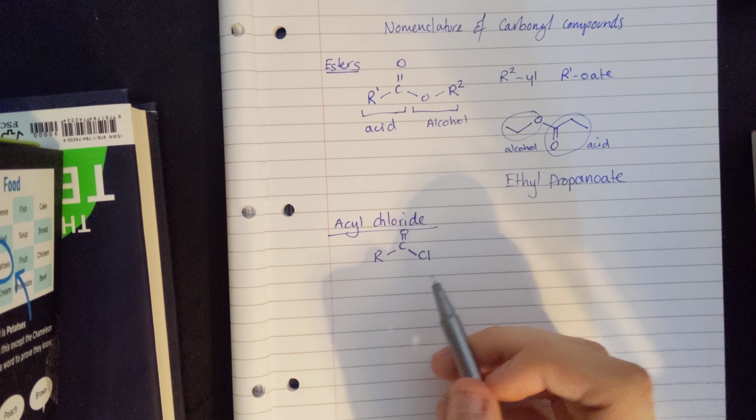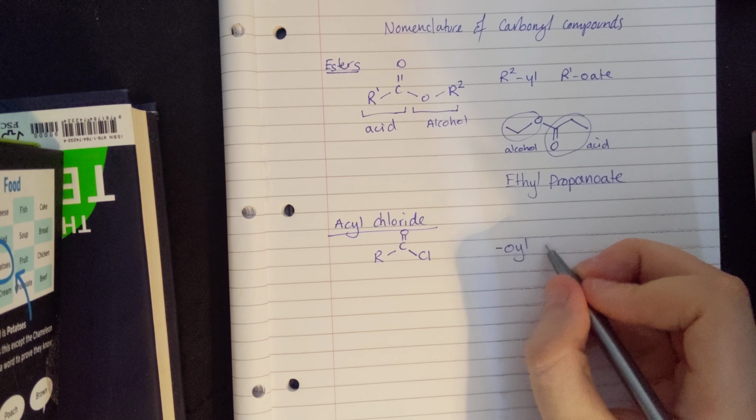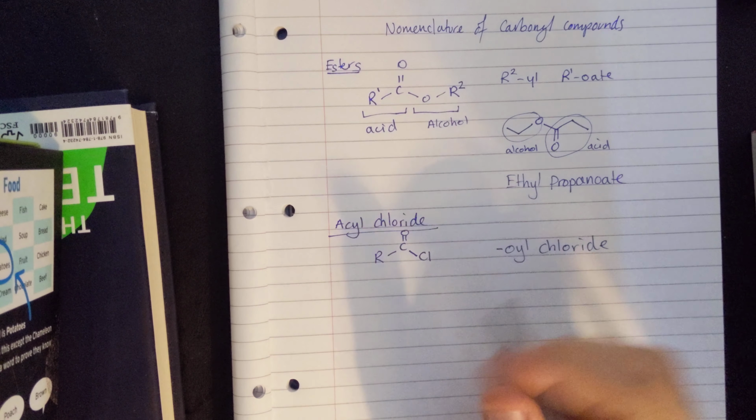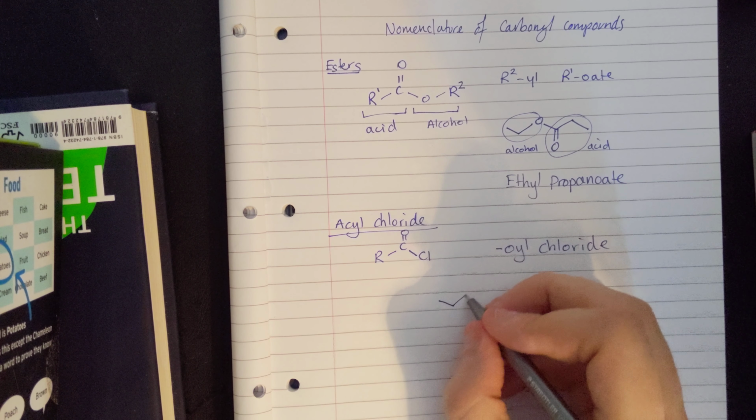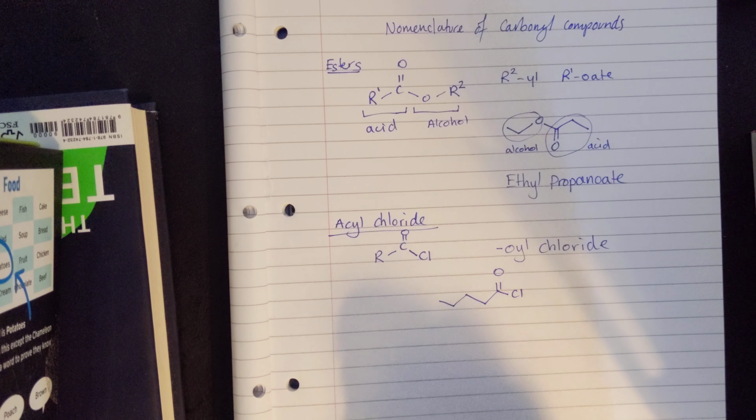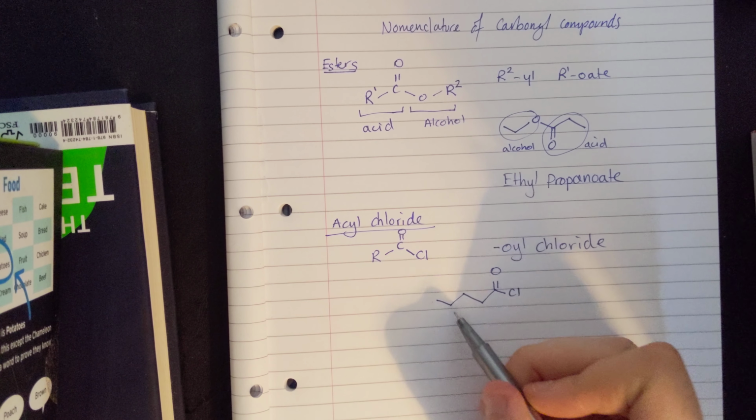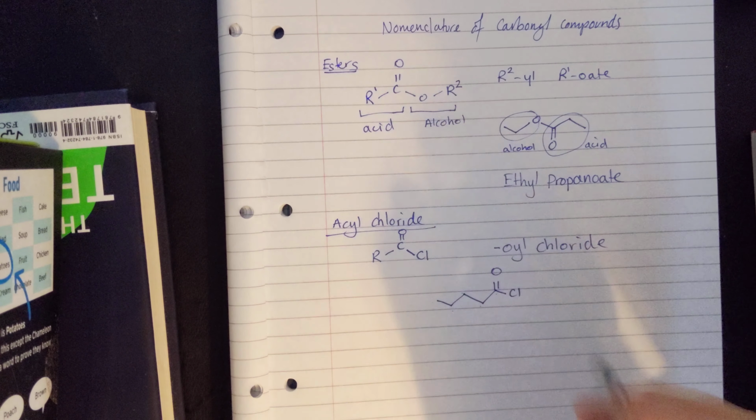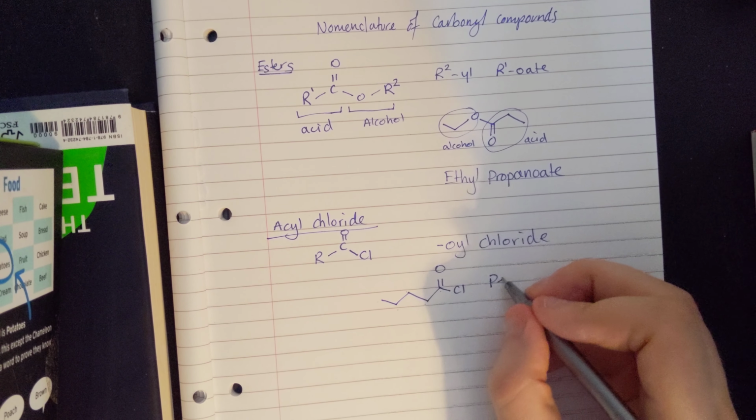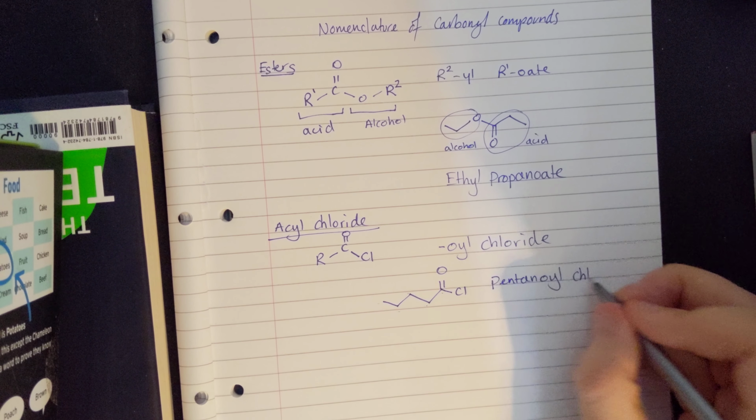Now these are quite simple to name. You just require the suffix oyl chloride. So if I draw out one, I need to work out the length of the carbon chain here. So we've got 1, 2, 3, 4, 5. So 5 has the prefix pent. So this is pentanoyl chloride.